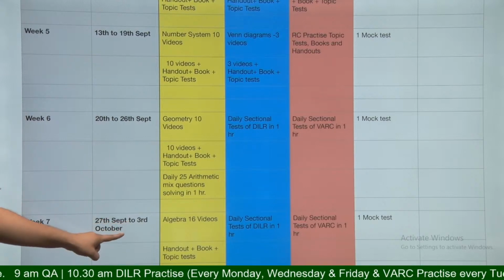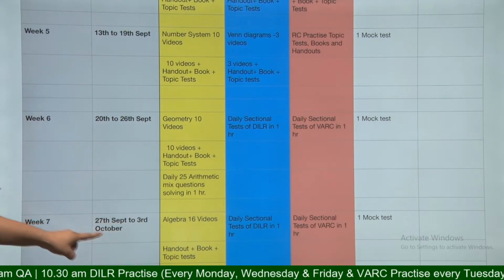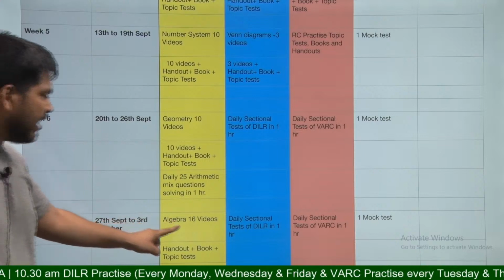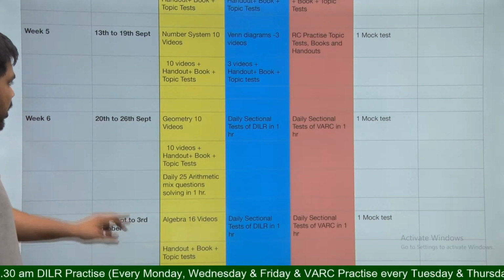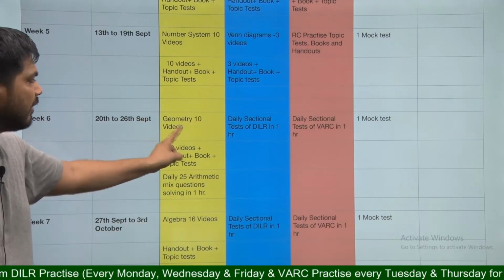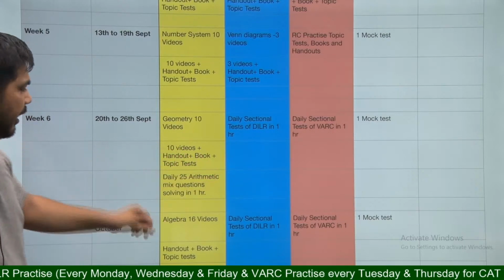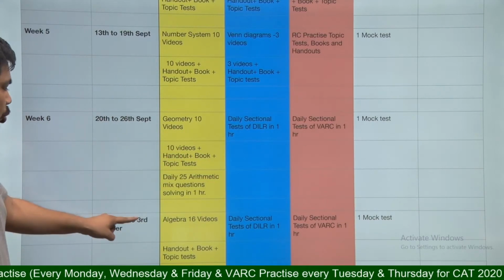Week 7 is 27th September to 3rd October, algebra. We'll start with algebra in this particular week. You get only 1 week to finish off 10 videos of geometry and practice everything. And then from the next week onwards, move on to algebra.